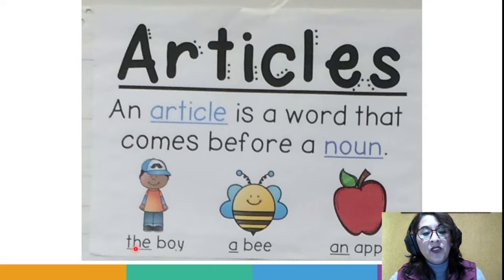And here you have three different articles: the, a, an. So if you check here, an article is a word that comes before the noun. The boy, a bee, an apple.